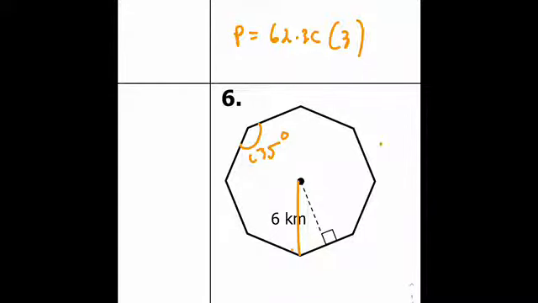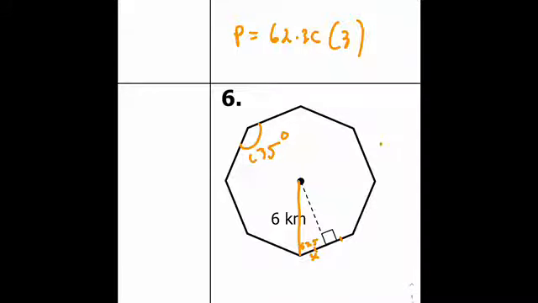So we know this whole angle is 135. So what we are going to do is take half of that. So half of 135 is 67.5. Oh man, that doesn't help us. We're looking for this guy, because that's going to be the same as this. And if we can find that, we're good to go.